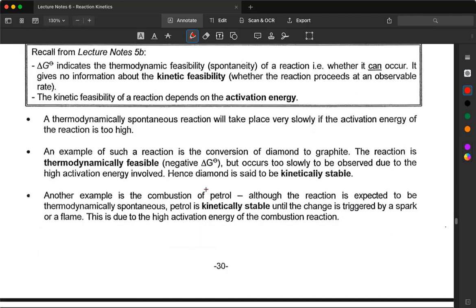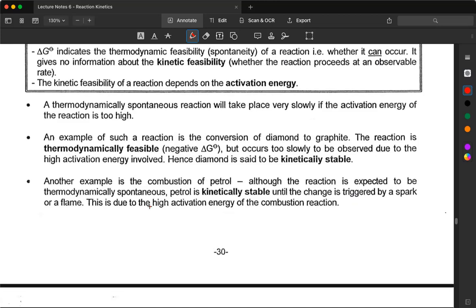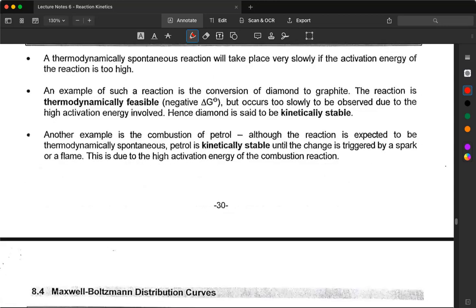Another example is combustion of petrol. So it is supposed to be thermodynamically spontaneous based on delta G, okay? But from the kinetics point of view, it's not kinetically feasible because petrol itself is kinetically stable. So in order to allow combustion to occur, we need to trigger it with a spark or flame to give it enough energy to allow the reaction to proceed, to reach EA, the activation energy. So the EA involved in combustion is very high. You need a lot of energy for the reactant particles to achieve energy equal to or higher than EA.